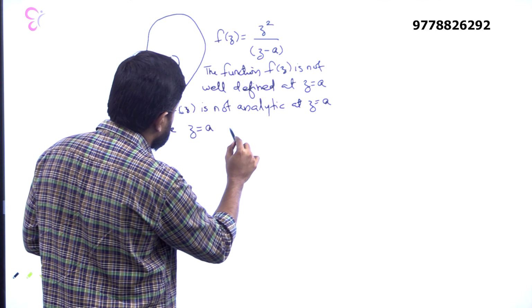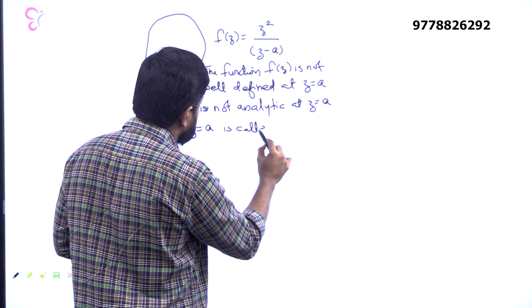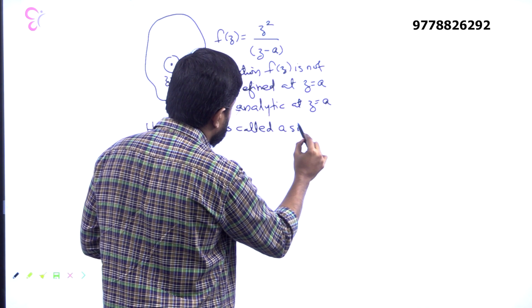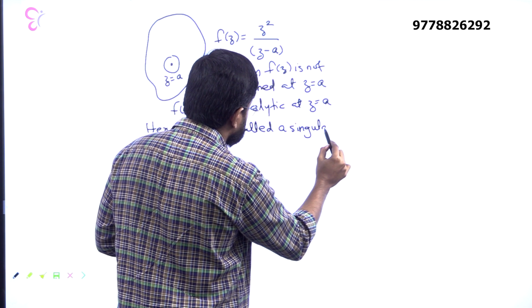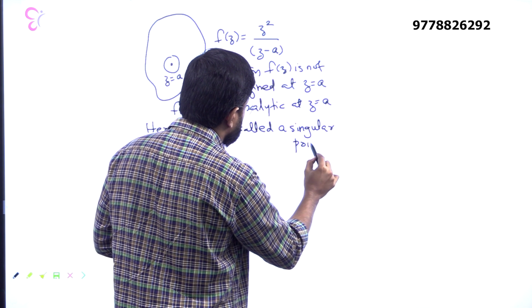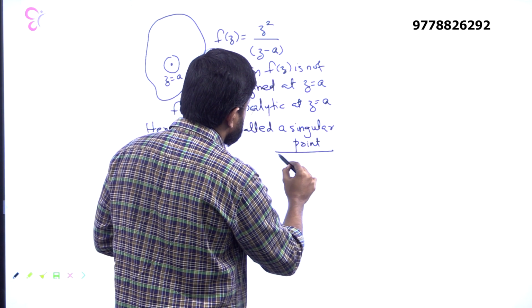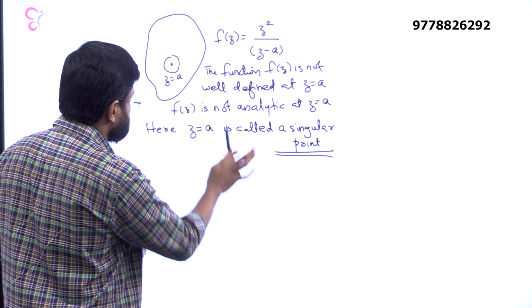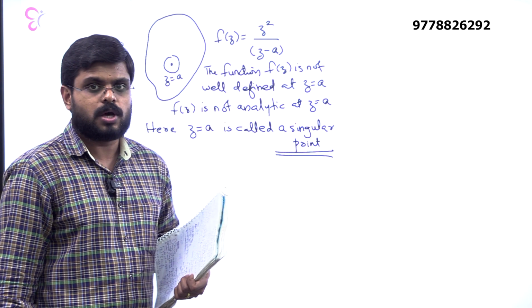So here in this context, z equal to a is called a singular point. Clear? So z equal to a is called a singular point.